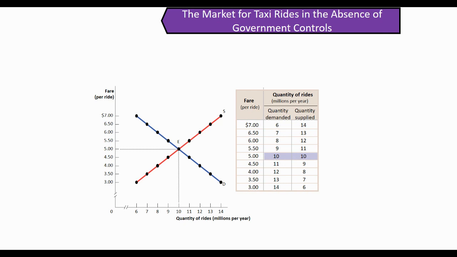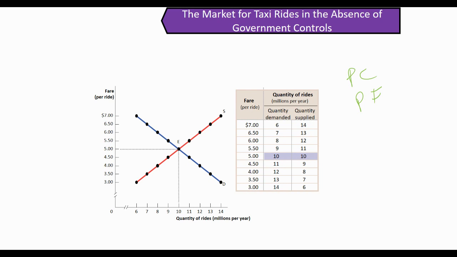If we take a look here, we can see it for taxis. The equilibrium price is $5 per fare, and we can get a total of 10 million rides, quantity of rides in millions per year. So 10 million rides at $5 apiece. Now, we know the government can put what they call a price ceiling in or a price floor. The government could put a price floor in.